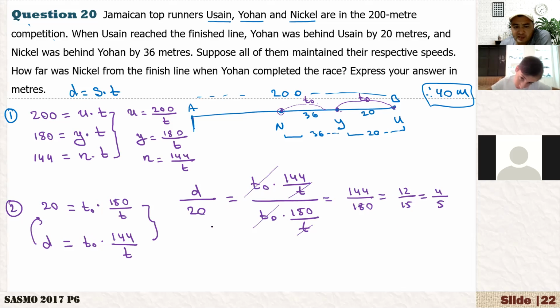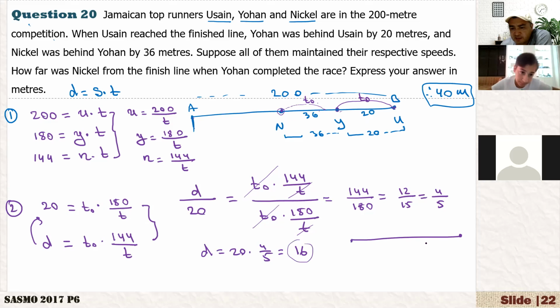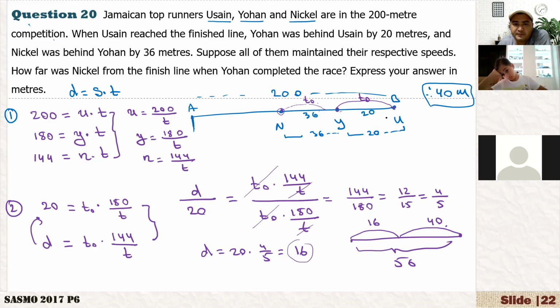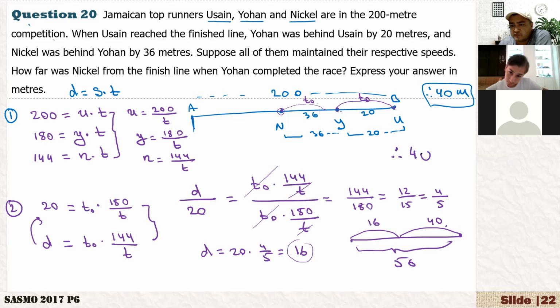Now, if you multiply both sides by 20, d is equal to 20 times 4 over 5. That's equal to 16. So that means that he covered a distance of 16 meters in t0 minutes. First it was 56 meters away, and he covered a distance of 16. Now, what is the remaining distance? It is 40. So that means that when Johan reached the finish line, Nickel was 40 meters away from the finish line. So the answer is 40.